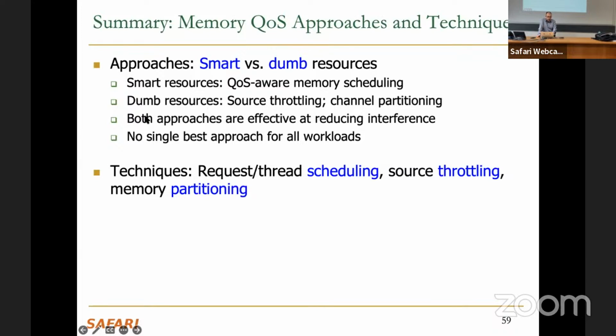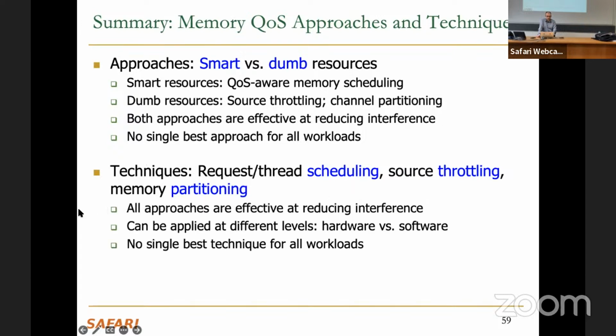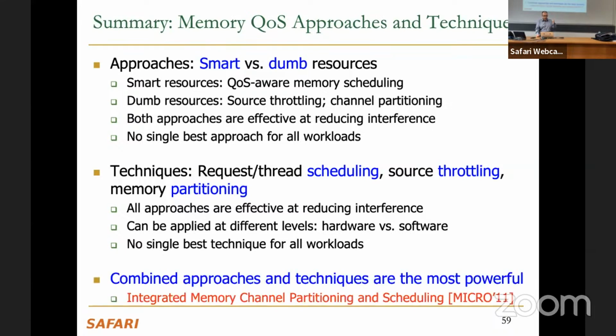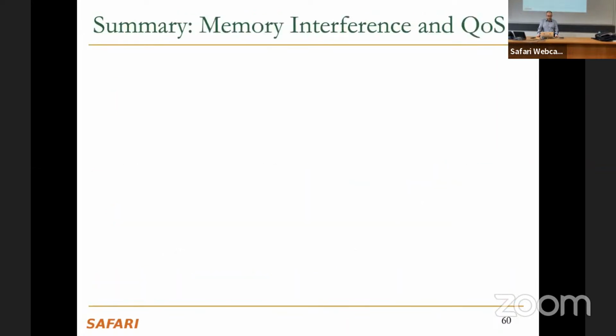We also discussed how both approaches are effective at reducing interference, and there is no single best approach for all workloads. So in the end, a combination of them makes sense. We designed some techniques based on these, like request thread scheduling, source throttling, and memory partitioning. We showed that all approaches are effective at reducing interference and can be applied at different levels, hardware versus software. There's no single best technique for all workloads, and at the same time, we discussed that a combination of them provides quite good performance.